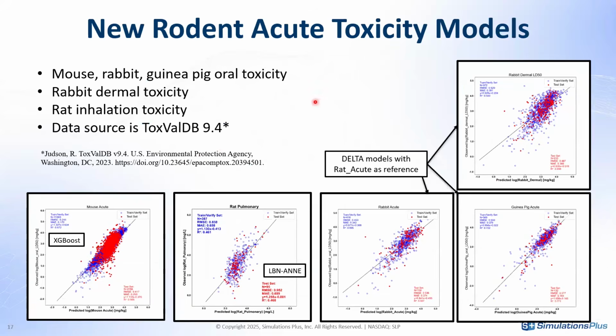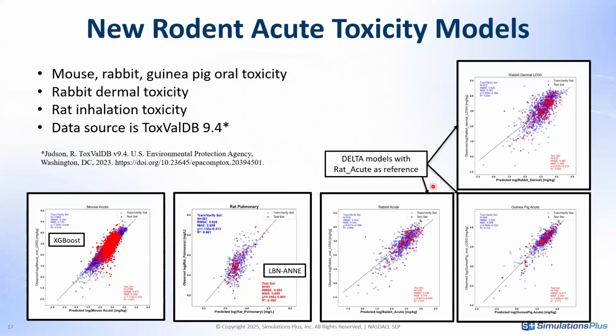And then finally, in terms of new models, we have 5 new rodent acute toxicity models. These are based on data that we extracted from ToxValDB from the EPA. They are for mouse, rabbit, and guinea pig oral toxicity, rabbit dermal, and rat inhalation. We used a variety of different modeling techniques here. So one was XGBoost, one was traditional neural networks, and then 3 used the delta model approach that I referenced earlier with the rat acute toxicity model as the reference.